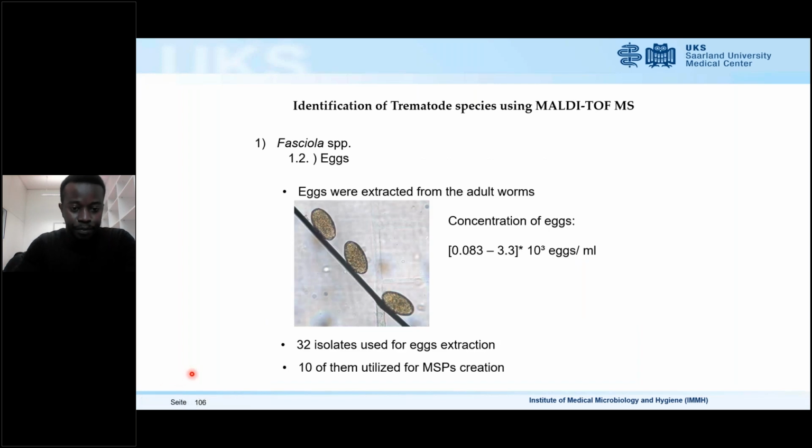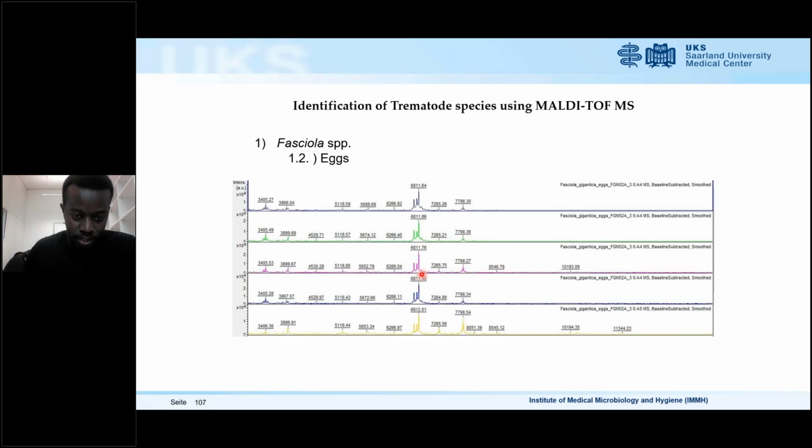And next, we also tried to identify the eggs coming from the adult worms, and we also estimated the concentrations. For the 38 isolates used, we used 10 of them to create reference spectra. And then here you can see the spectra profile coming from the eggs.